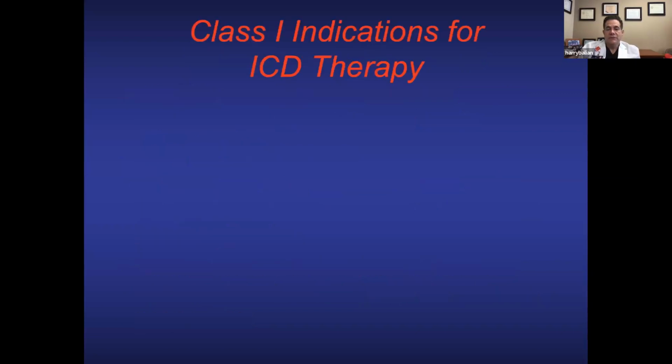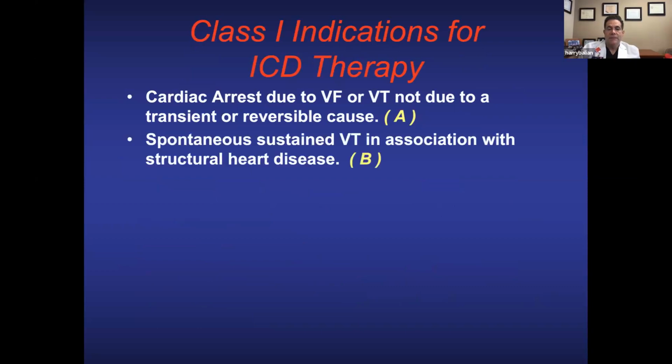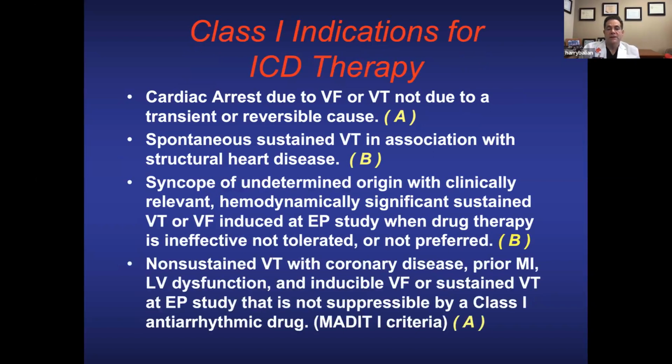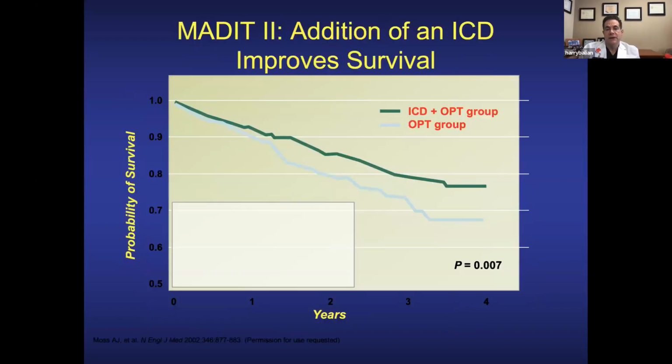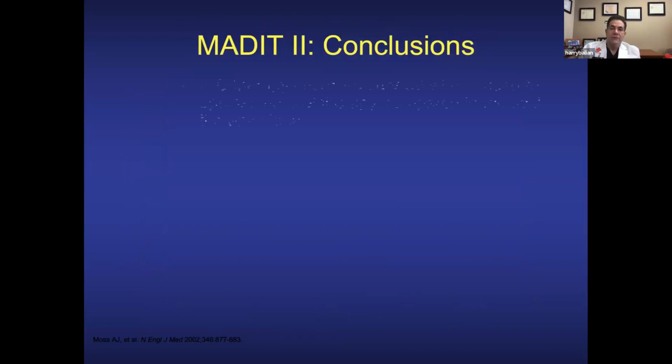So class 1 indications for ICD therapy: cardiac arrest due to VFib or VT, spontaneous sustained VT in association with structural heart disease, syncope of undetermined origin with clinically relevant, hemodynamically significant sustained VT or VF, and non-sustained VT with coronary disease. People with an ICD had higher survival and overall did better than patients on optimal medical therapy alone. So this is the meta-analysis, two conclusions.